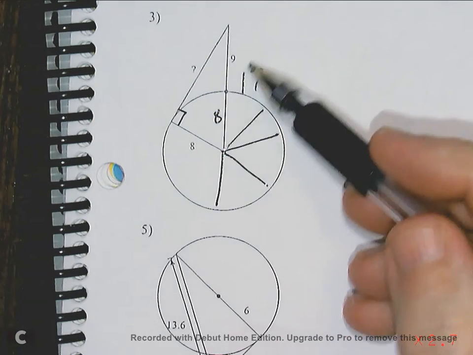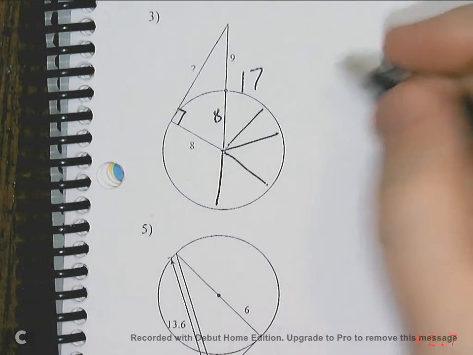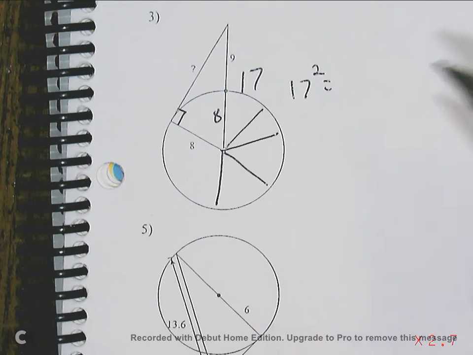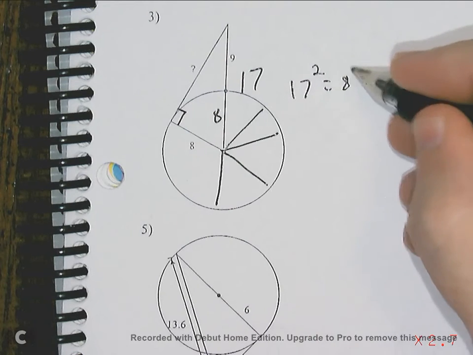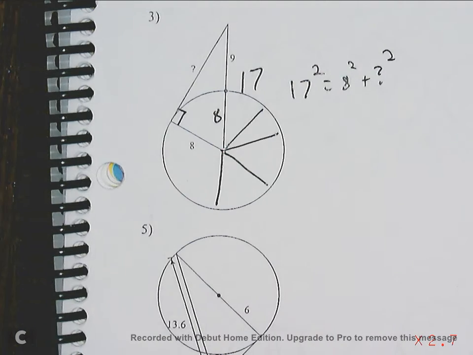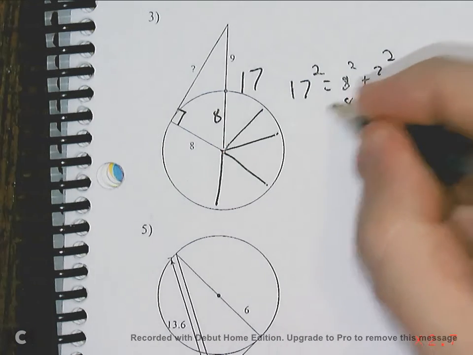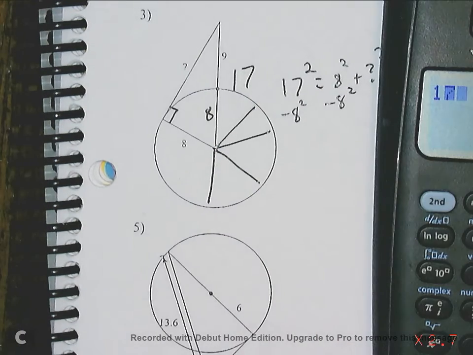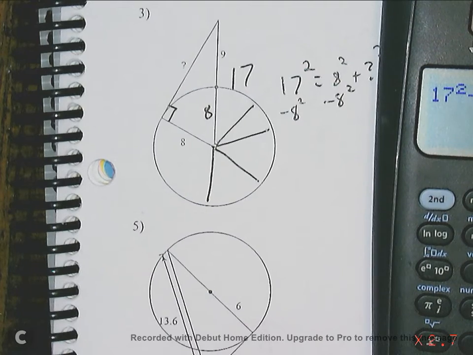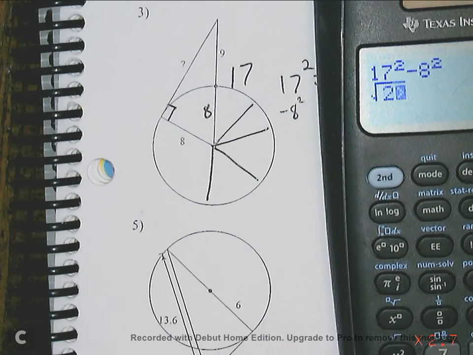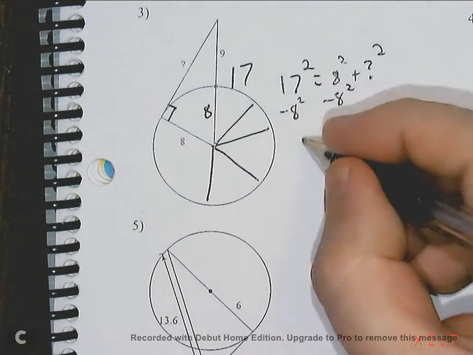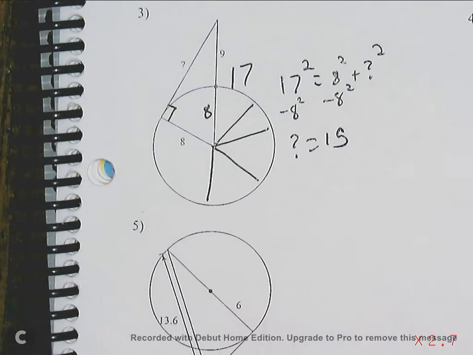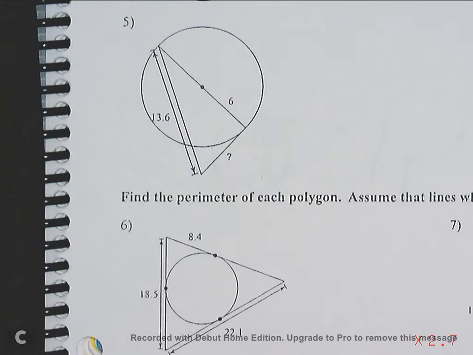So that gives me the two things I need to set up my problem. It's going to be 17 squared equals 8 squared plus question mark squared, right? So then I'd minus the 8 squared, and in my calculator, 17 squared minus 8 squared is 225. Find the square root, and it's going to be 15. So question mark is equal to 15. Not too bad, right? So one other thing we need to talk about is the perimeter problems here.